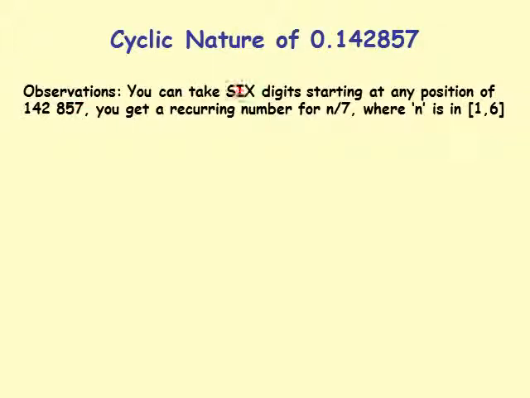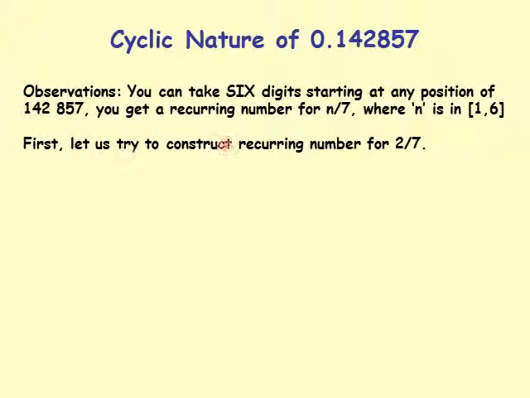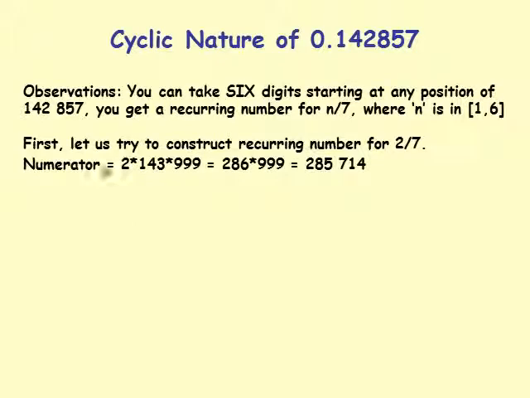Observation: you can take 6 digits starting at any position of 142857, and you get the recurring number for n over 7, where n is from 1 to 6. Let's first try to construct the recurring number for 2 divided by 7. So the numerator is 2 times 143 times 999, which is 286 times 999, which you know using the methods of multiplying by a sequence of 9s discussed in the previous video.